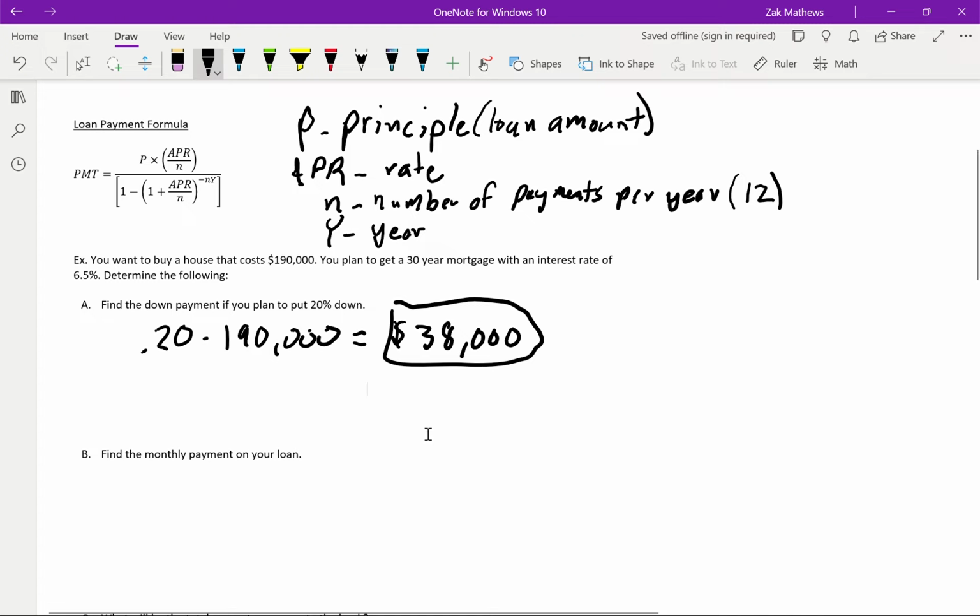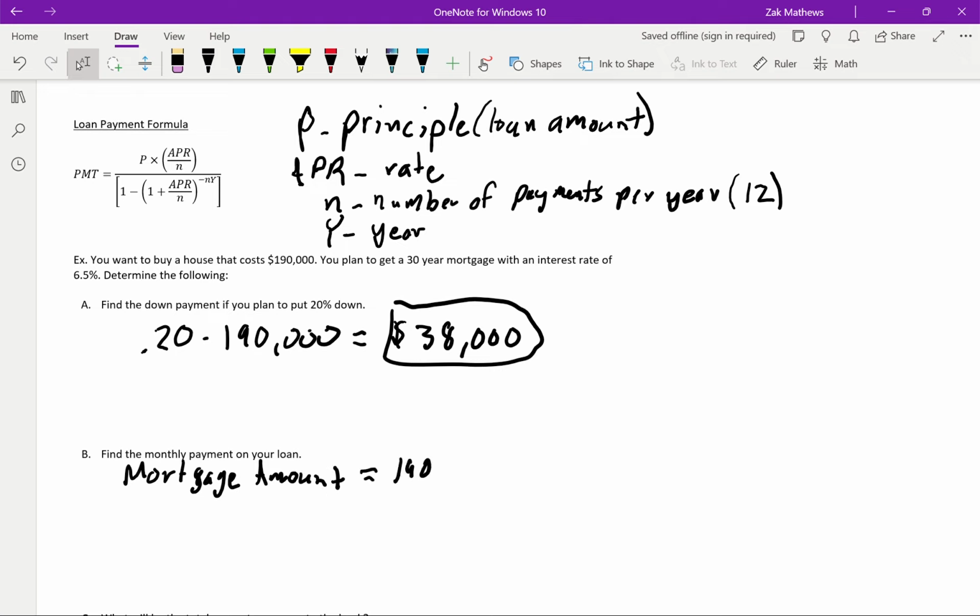So my next question here is going to be find the monthly payment of your loan. But the first thing we need to do is find the mortgage amount. So the house cost $190,000. You are putting down $38,000 of your own money, and that means the bank's coming up with the rest. The bank is coming up with $152,000. So for this house, you're putting in $38,000, the bank's putting in $152,000.